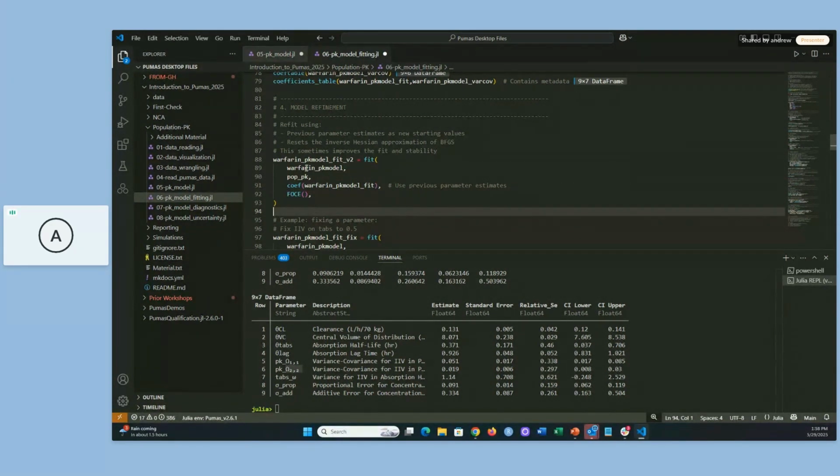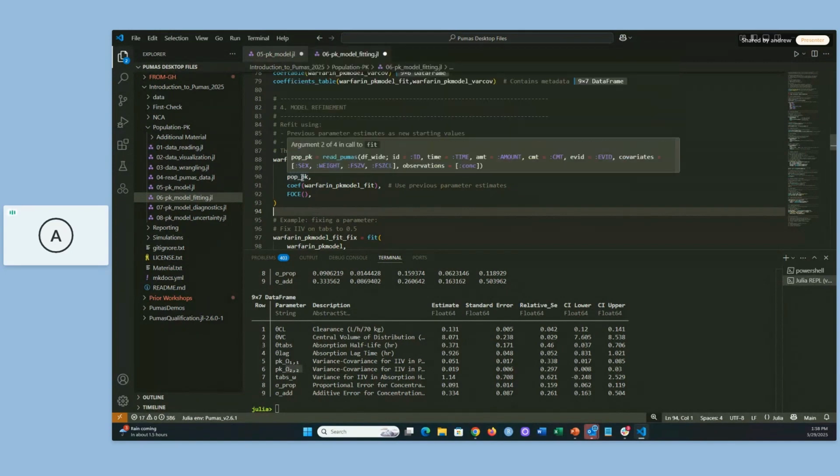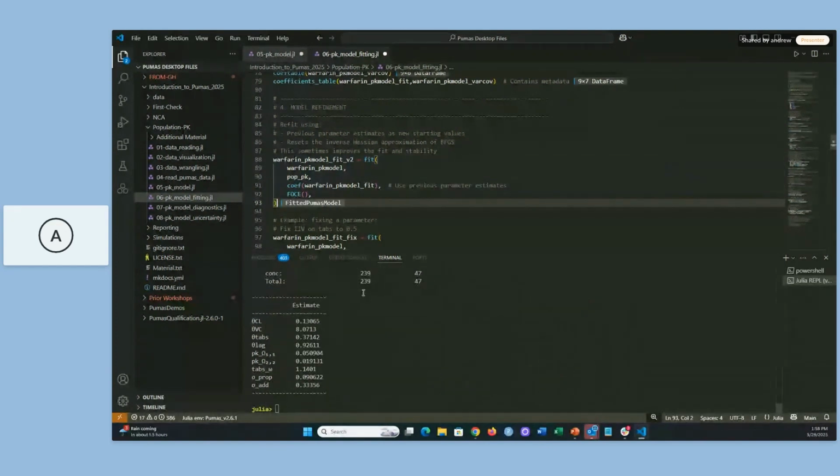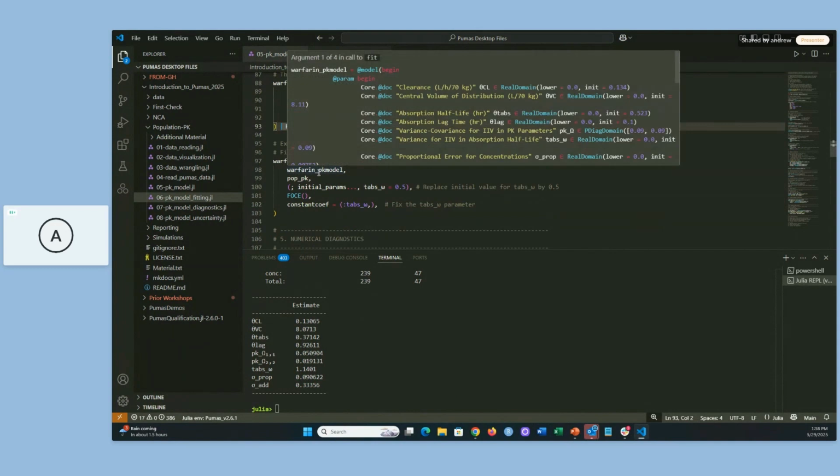Otherwise, we're using the same structure. It's the same population. It's just that now our initial estimates are the results from our first run. And ultimately, it comes out to be pretty much the same thing. So that's good. It's a nice tech check sort of item.